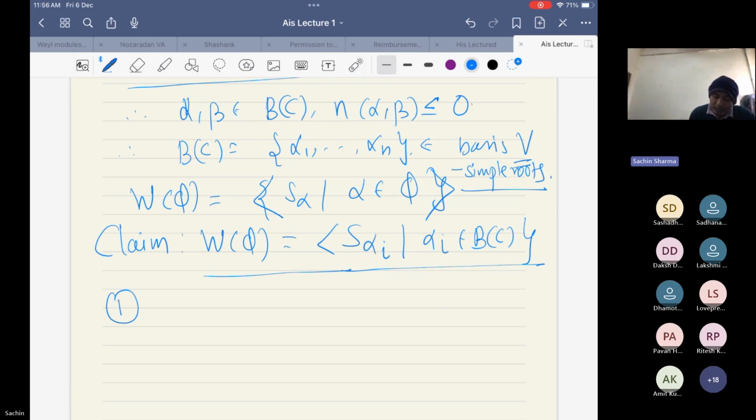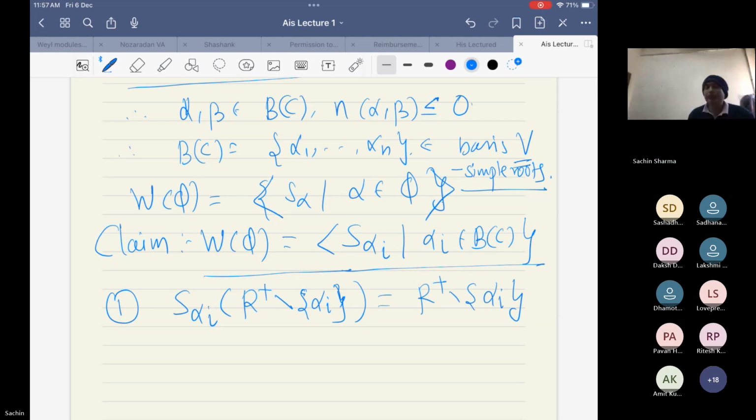How do you prove such a thing? Your first thing is that suppose you have a simple root or indecomposable root alpha i and you have R plus, that maps to, okay, this set. So the only positive root which S alpha i maps to its negative root is alpha i. Okay. And that is an extremely important property. How do you see this thing?